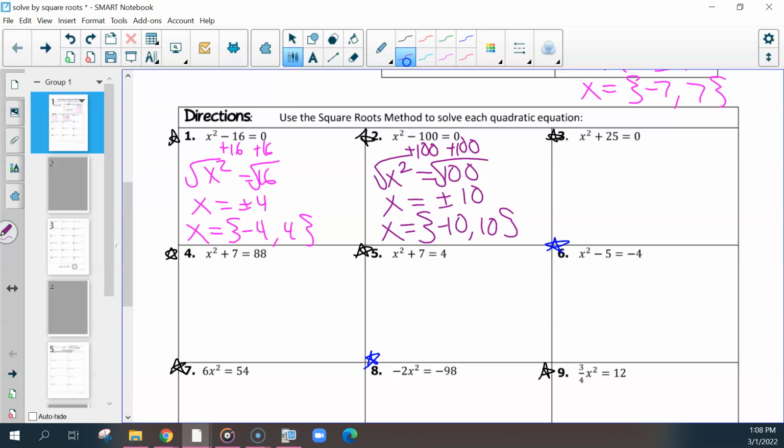Yeah. Thank you. For number 3, now this is a plus, so we would subtract. In your calculator, do the square root of negative 25. Humor me. It's going to show an error.